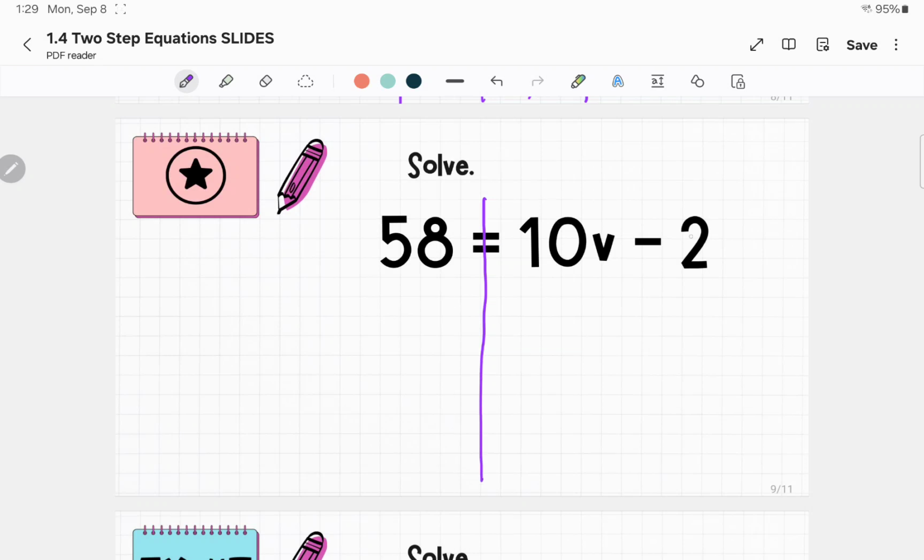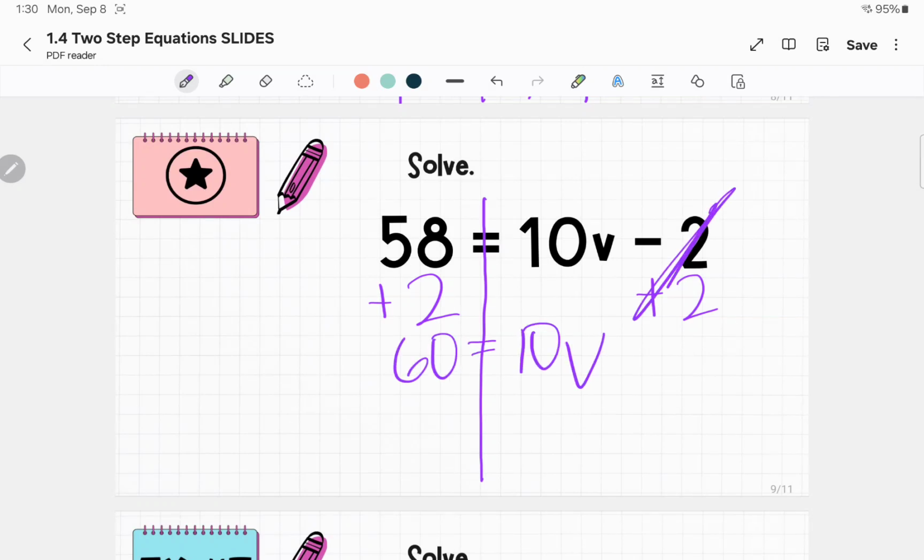After my line, I wanna look for the side with the variable, which is v in this case. And I wanna cancel out that addition or subtraction, which is minus 2. So the opposite of that is plus 2, and I do it to both sides. So when I simplify down, I get 60 is equal to 10v. These are gone. And now this is saying 10 times v. The opposite of that is divide by 10. And we do it to both sides. And when I simplify down, I get 60 divided by 10, which is 6. And these 10s are gone, so I'm just left with v by itself. So 6 is equal to v.